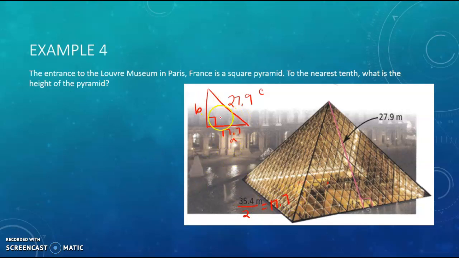From here, I'm going to use Pythagorean Theorem. So a squared plus b squared equals c squared, which means 17.7 squared plus b squared equals 27.9 squared. And now I'm going to square both of these numbers. 313.29 plus b squared is going to equal 778.41. And then to get b by itself, we're going to subtract 313.29.